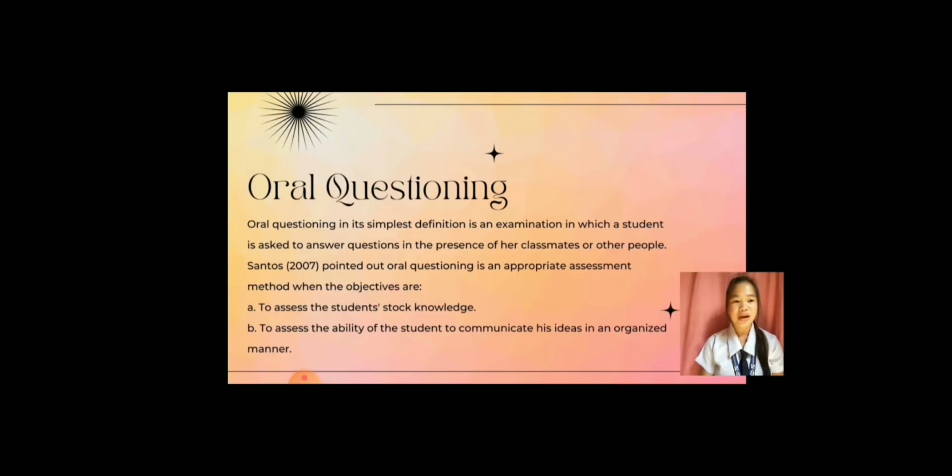The next general category is oral questioning. Oral questioning, in its simplest definition, is an examination in which a student is asked to answer questions in the presence of her or his classmates or other people. Santos pointed out oral questioning is an appropriate assessment method when the objectives are to assess the student's stock knowledge and to assess the ability of the student to communicate his ideas in an organized manner.